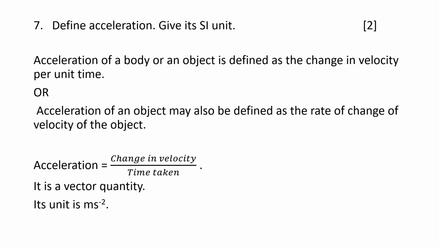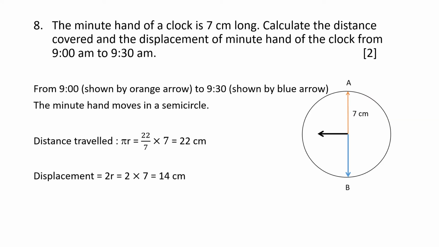The next question was acceleration theoretical. Acceleration of a body or an object is defined as the change in velocity per unit time, or acceleration of an object may also be defined as the rate of change of velocity. Now since it is a 2 mark question, you can write down that it is a vector quantity and the unit is meter per second square. So this was also comparatively an easy question.